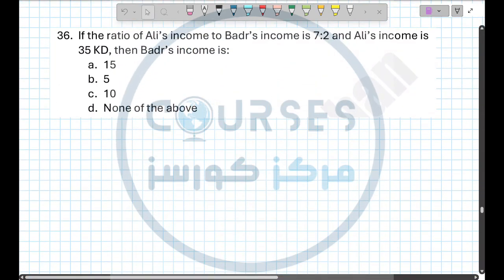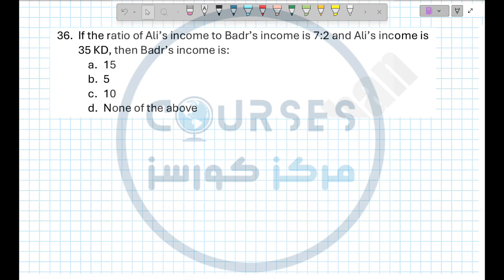Okay, if the ratio of Ali's income to Badr's income is 7 to 2, and Ali's income is 35 KD. And here you can write it as a fraction if you want, but here we have a fixed value. Ali to Badr is 7 to 2, so we can assume X. Ali came first, so Ali is 7X. Badr came last, so Badr is 2X.